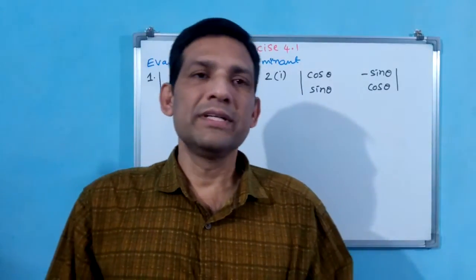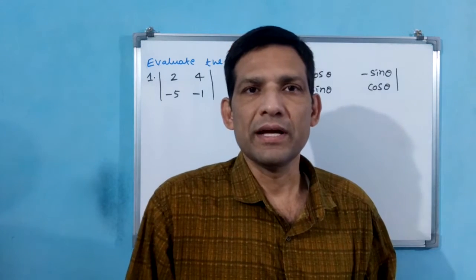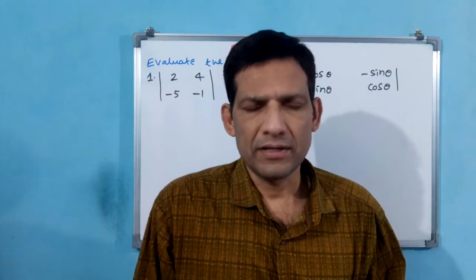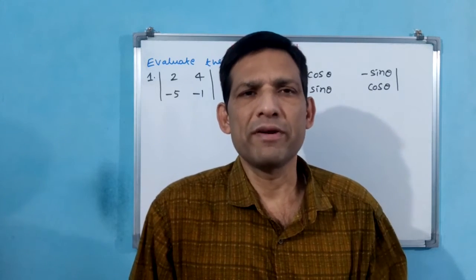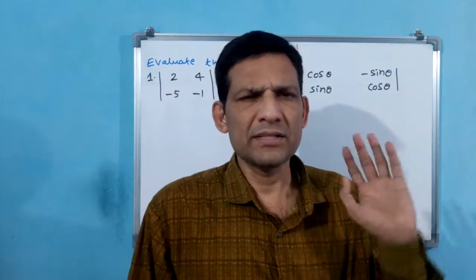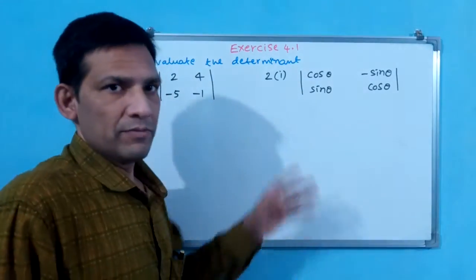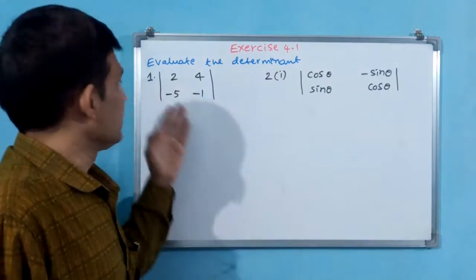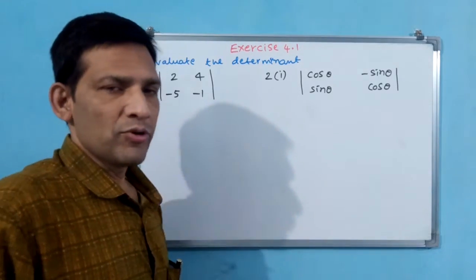Okay, dear students, we are in the determinants chapter, NCERT, class 12, fourth chapter. Yesterday in our last class we finished all the concepts required for exercise 4.1, and let us do the 4.1 exercise now. Evaluate the determinant. First question, second question, part 1. Let us do these two, then again we are going to do the remaining questions.